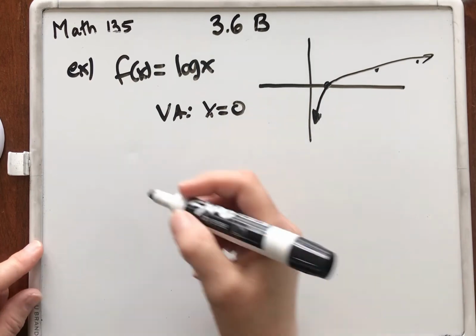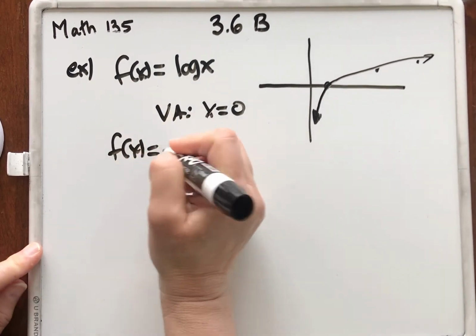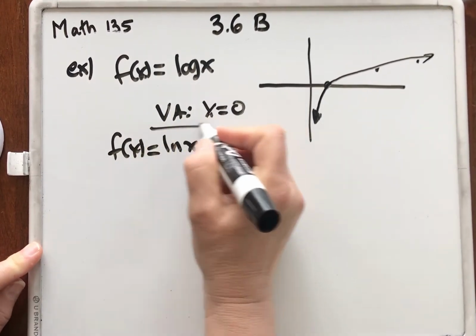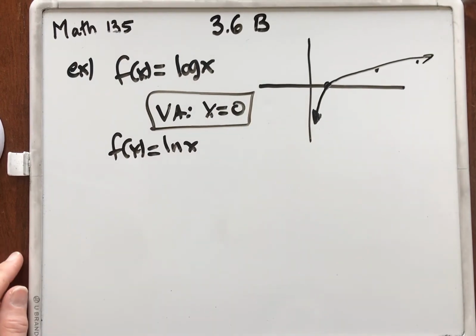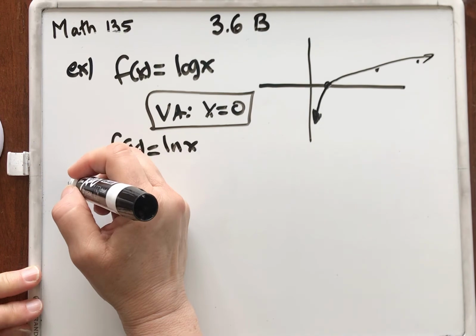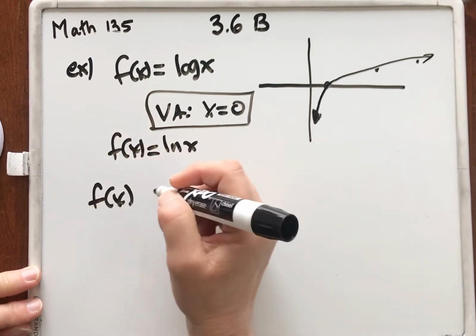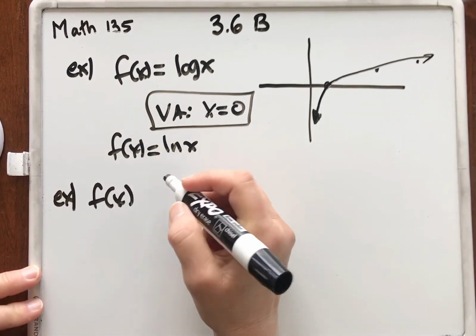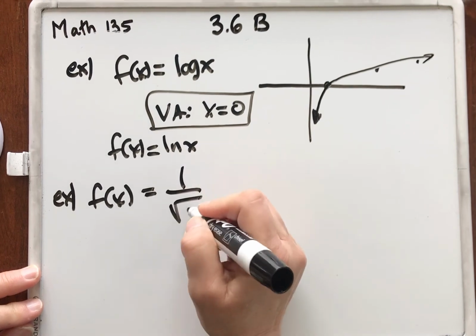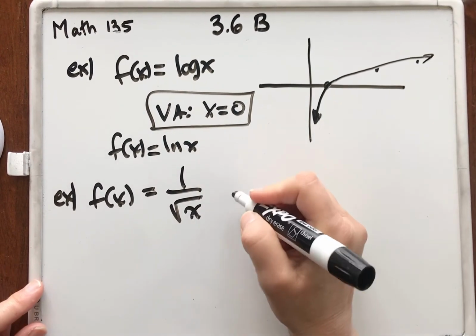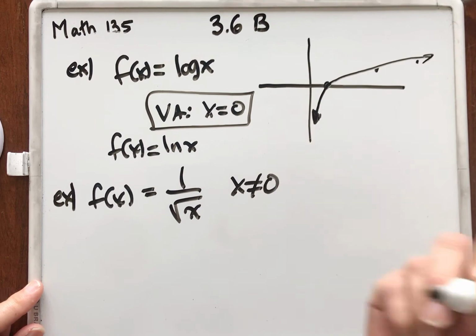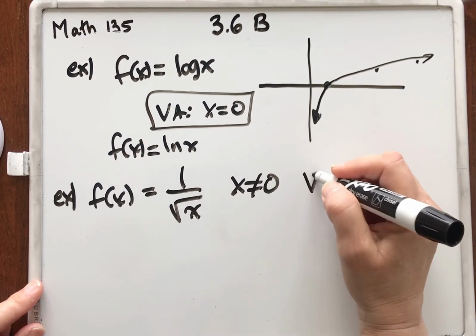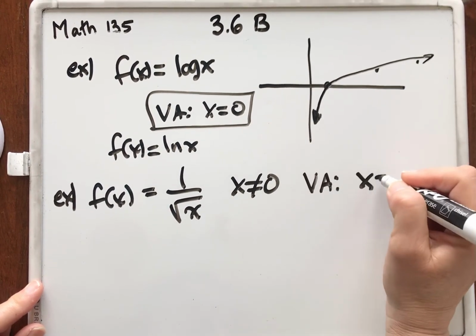Okay, now that's true if we also have f of x equals ln of x. We're going to have the same vertical asymptote for both of those. Okay, let's look at another example. How about f of x equals 1 over square root of x? We know x cannot equal 0 in this case as well. So our vertical asymptote is going to be x equals 0.